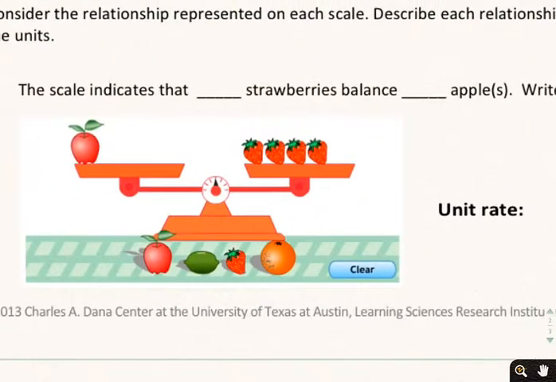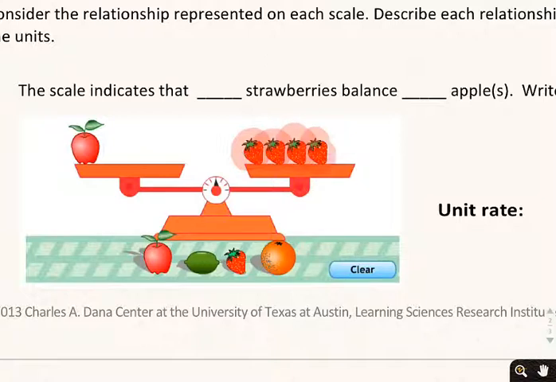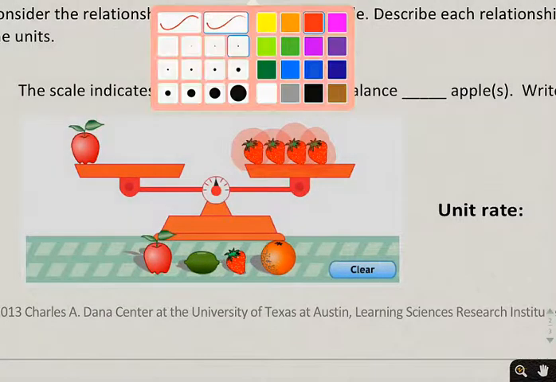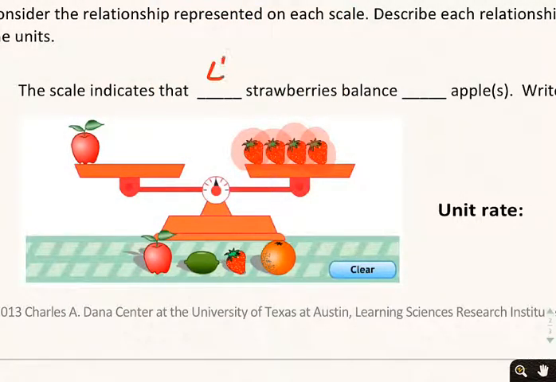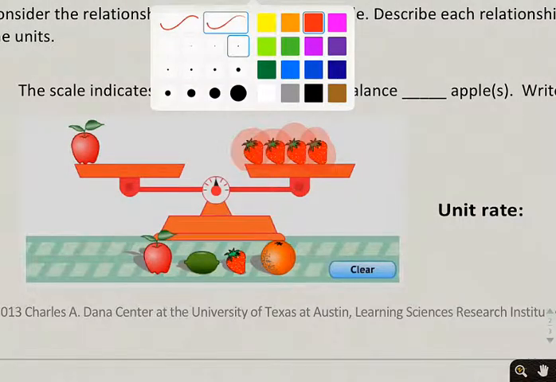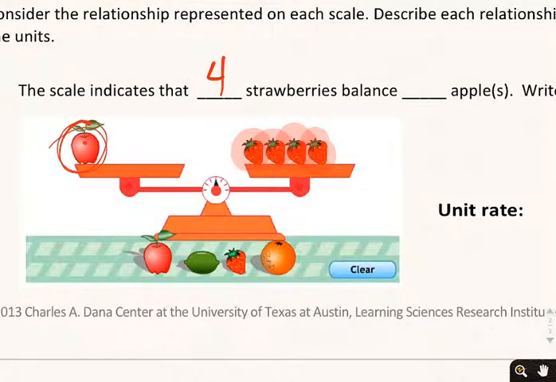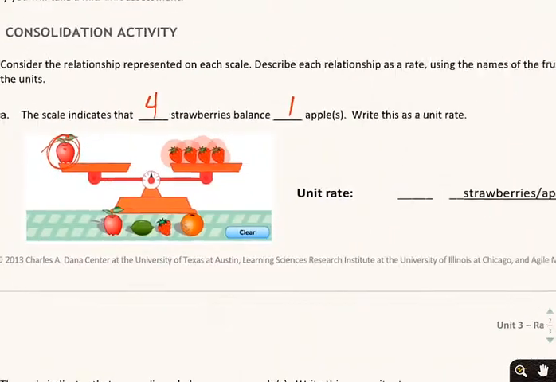Well, we're just going to be doing a quick count here, and hopefully you're noticing 1, 2, 3, 4. Four strawberries on the strawberry side are going to balance one apple right here on the apple side. And they are balanced, of course, because they're the same weight.